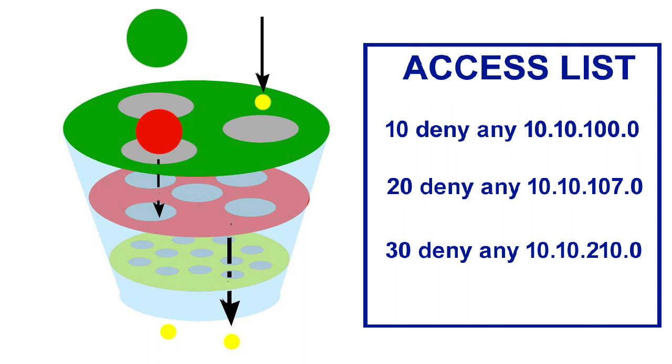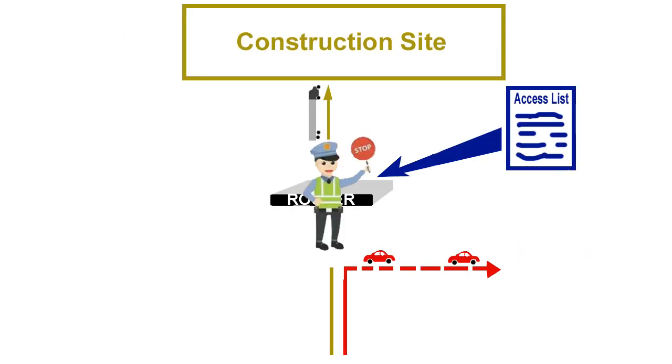In fact, the easiest analogy to compare access lists to on a network or routers on a network is like a traffic cop. They may only allow trucks through, for example, to a construction site, but not cars. Access lists are the traffic cops on a network.